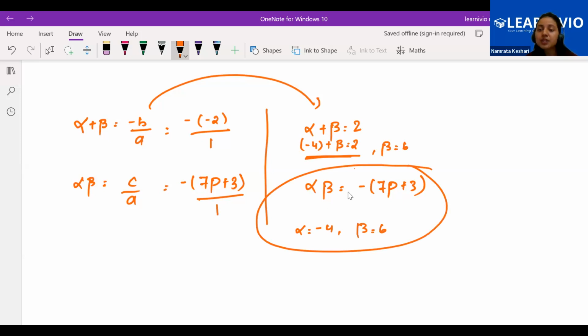Now again I would repeat, you can alter also, you can take beta as minus 4, alpha you will be getting 6 only, that way also you can do. You just have to find the p value from the circled part by solving the equation by putting alpha and beta. Am I clear to everyone over here? Yes, ma'am.